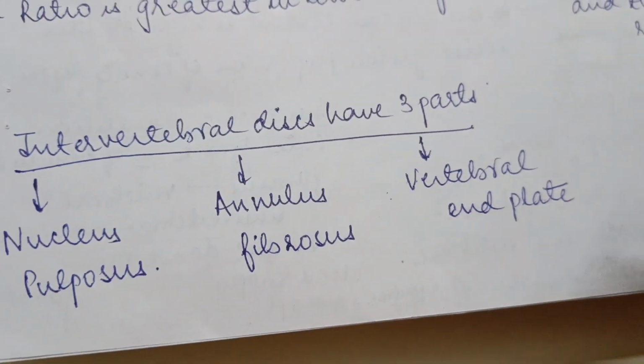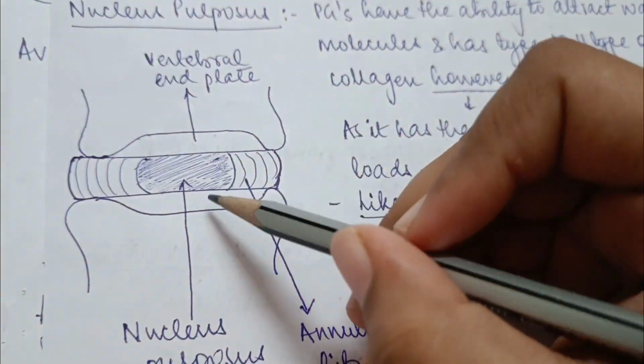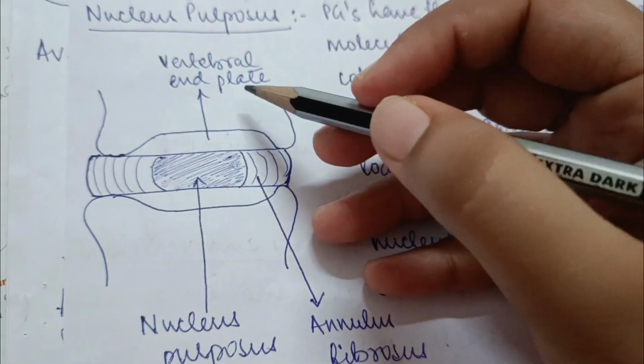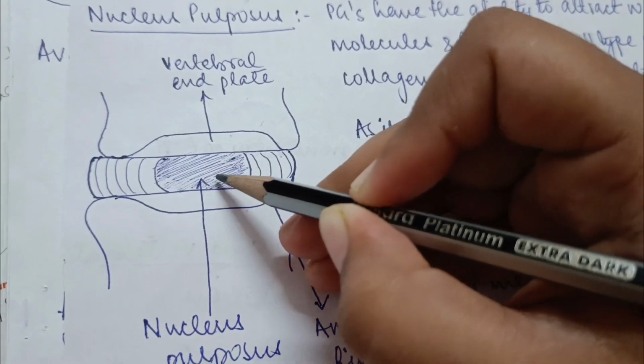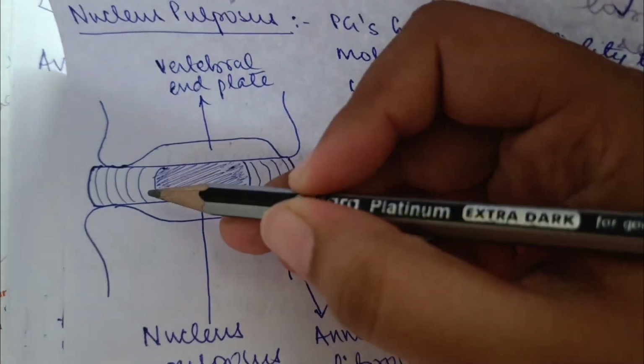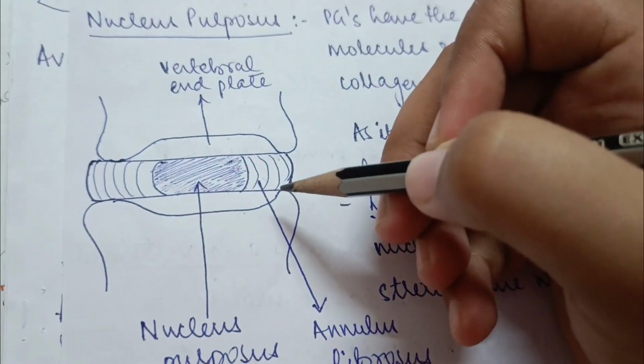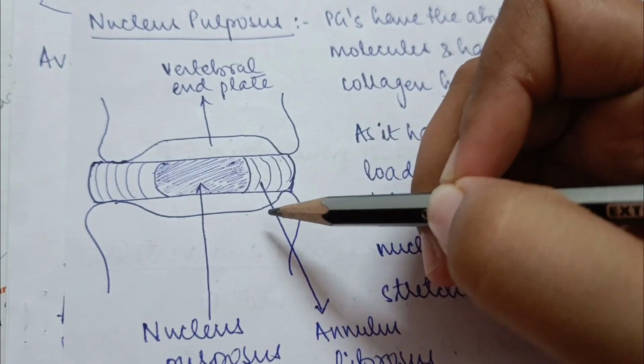Each one of them has got its role to play. This is a typical diagram. For example, this is your vertebral body and this is the disc. The center of your disc will contain nucleus pulposus. The sides of it will have annulus fibrosus, and then you will have vertebral end plates.